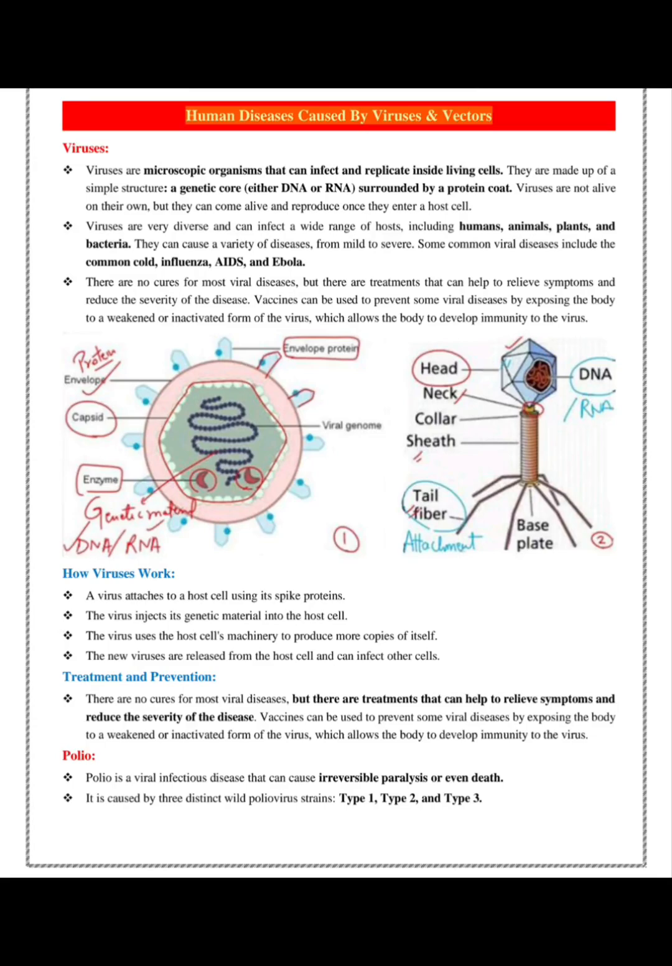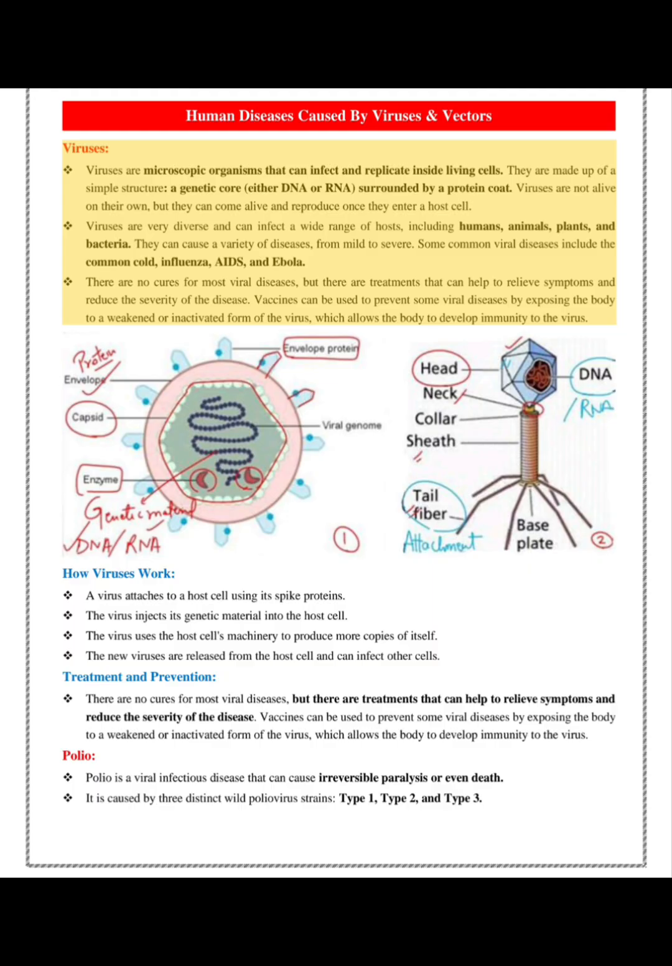Human diseases caused by viruses and vectors. Viruses. Viruses are microscopic organisms that can infect and replicate inside living cells. They are made up of a simple structure, a genetic core, either DNA or RNA, surrounded by a protein coat. Viruses are not alive on their own, but they can come alive and reproduce once they enter a host cell.